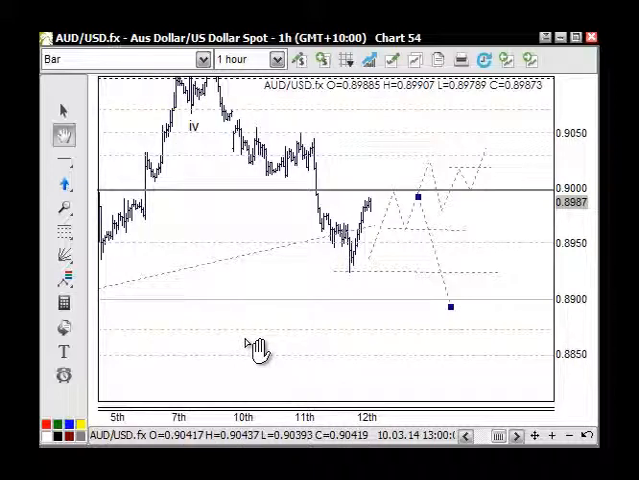So patience, and use very small position sizes, because it may take 2 or 3 times for us to get in here still. So yeah, just allow that to play out.